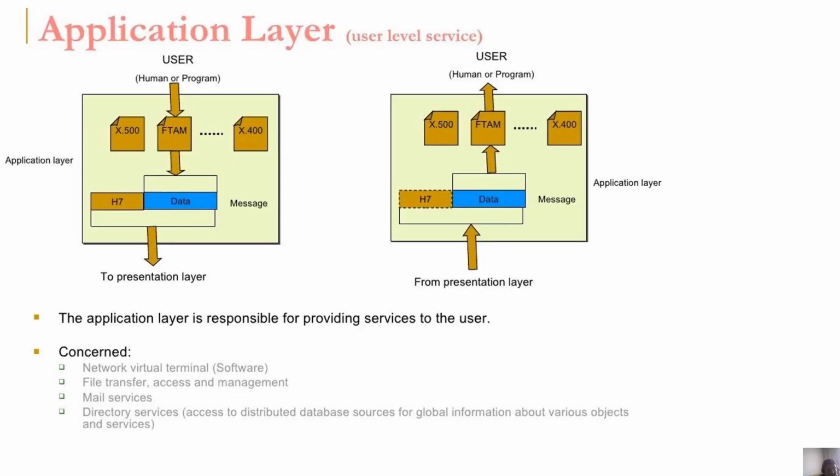And the last one is the application layer. The application layer is responsible for providing services to the users. This is where the user interacts with network applications like email, web browsers or file transfer. Its role is to provide network services directly to the user. Here the data will be in a user readable format.